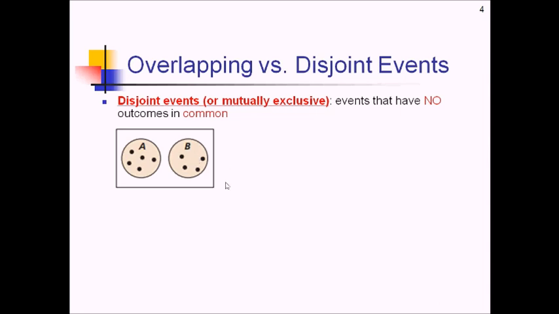So if we want to find the probability that a student's in one of our classes, since we don't have any students in common, we can just basically add our probabilities together. So if you want a formula for this, you could say probability of A or B equals probability of A plus probability of B. Just add them together and be done with it.